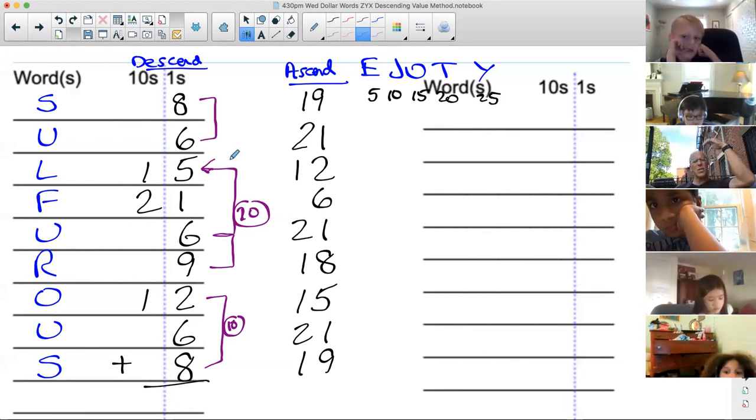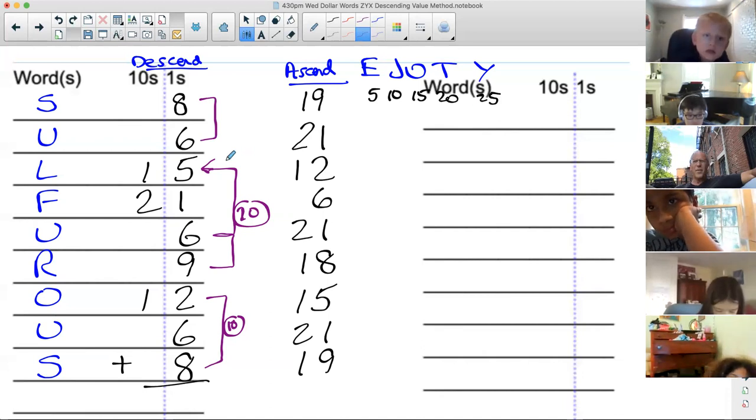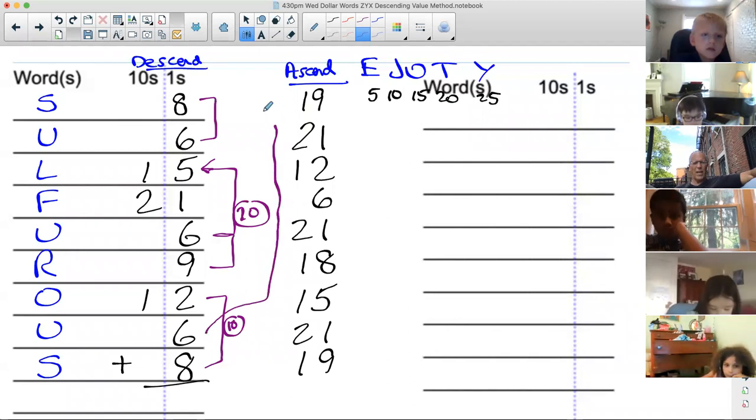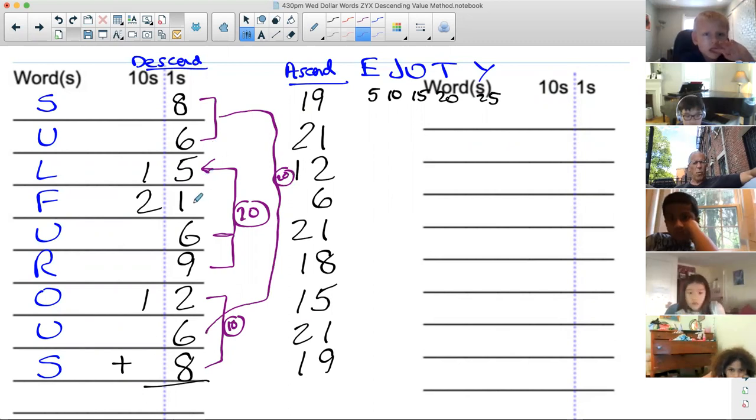Now, this is interesting because I thought that this was a dollar word. Does anybody see our mistake? Because I have 8 and 6 is 14. A 6 more would be 20. But then we have a remainder of 1. Can anybody find the mistake?